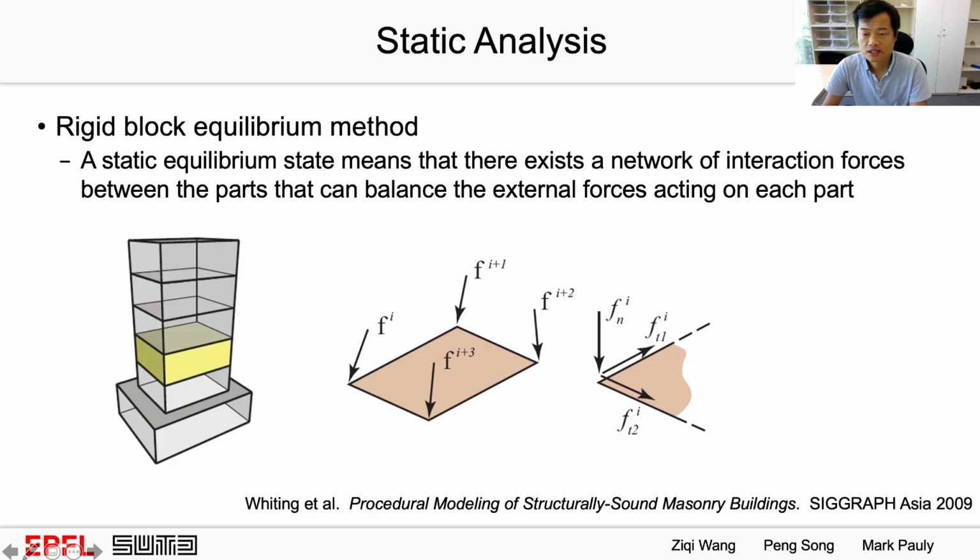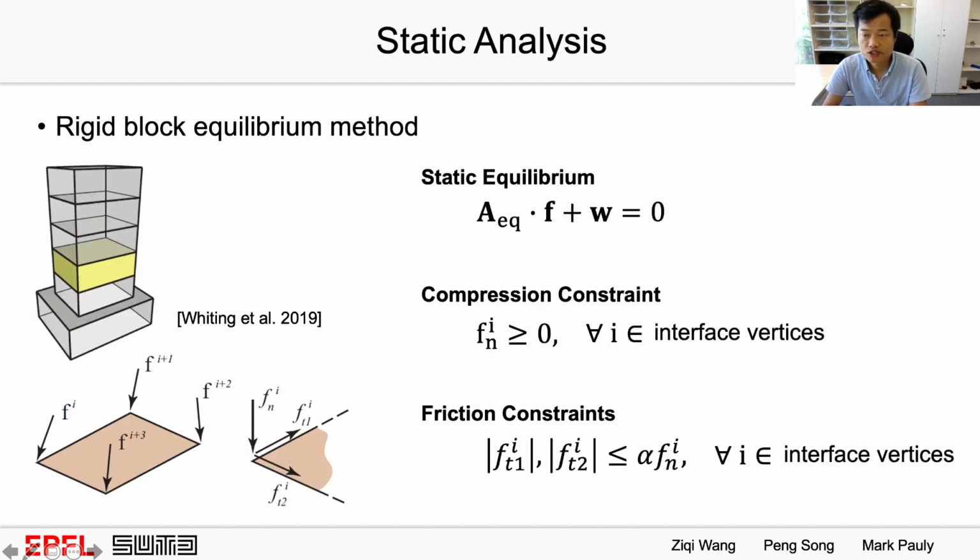The state-of-the-art static analysis method is the rigid block equilibrium method. Given the geometry of a 3D assembly, a static equilibrium state means that there exists a network of interaction forces between the parts that can balance the external forces acting on each part. Hence, the internal force on each contact plane is discretized as forces on the plane corners. Combined equilibrium constraints for each part give a linear system of equations as shown here. Besides this, we also need to formulate the compression and friction constraints. Please refer to the paper for details.